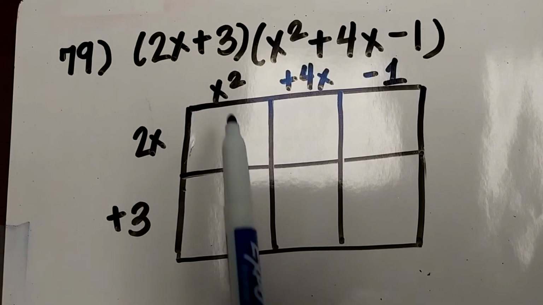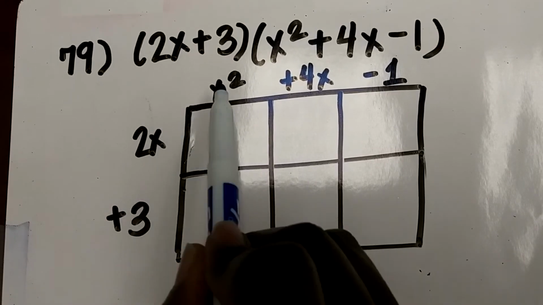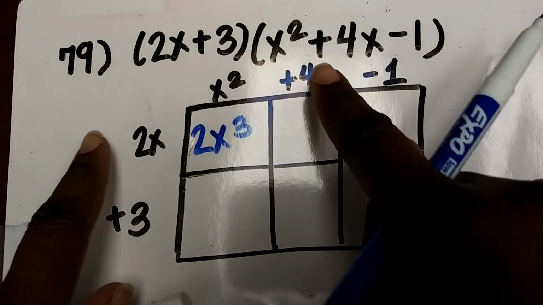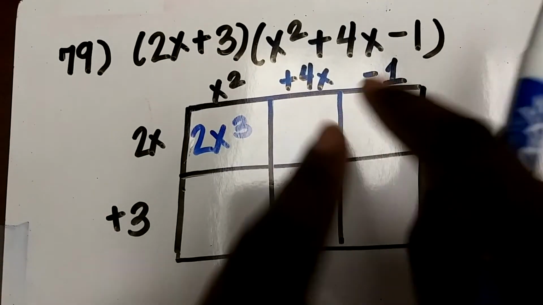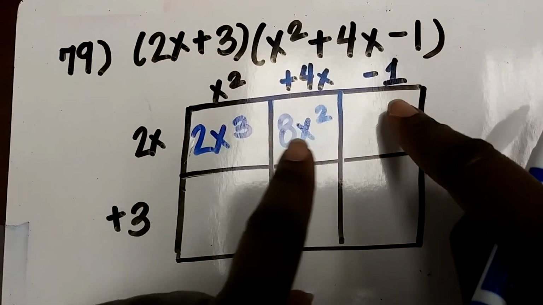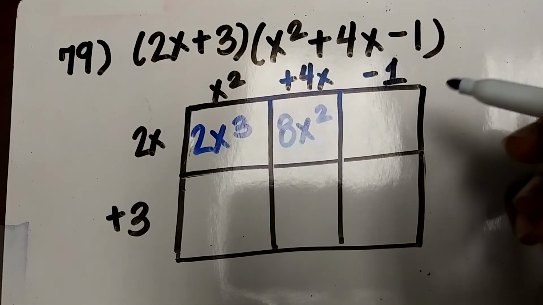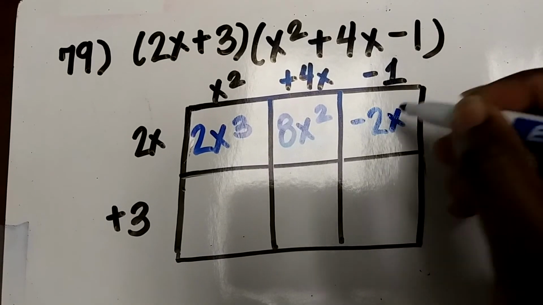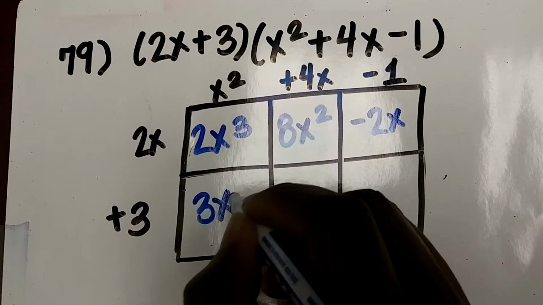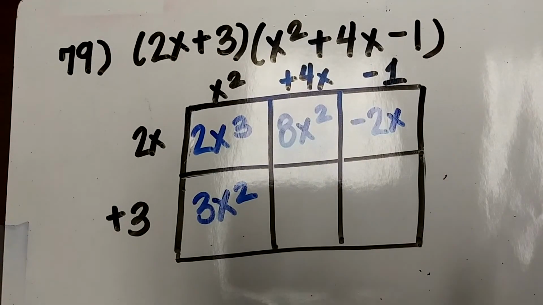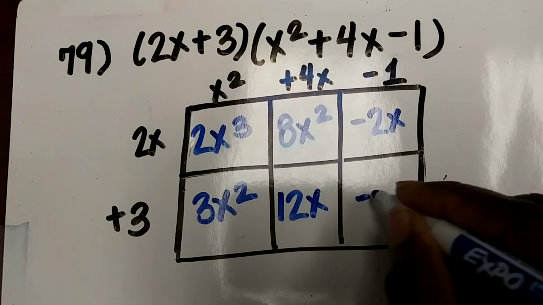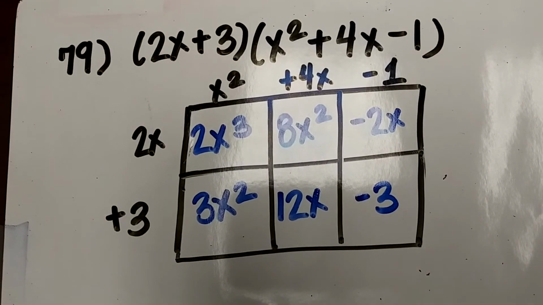On the box, you multiply the row to the column. Let's see it. So 2x times x squared would be 2x to the third. I'm going to put these two together. So 2x times 4x, it'll be 8x squared. I'm going to put these two together. Negative 1 times 2x is negative 2x. I'm going to put these two terms together. So 3 times x squared is 3x squared. I'm going to put these two together. I have 12x. And then finally I'm going to move these two together, which is negative 3. Super quick. And I'm done with that part.